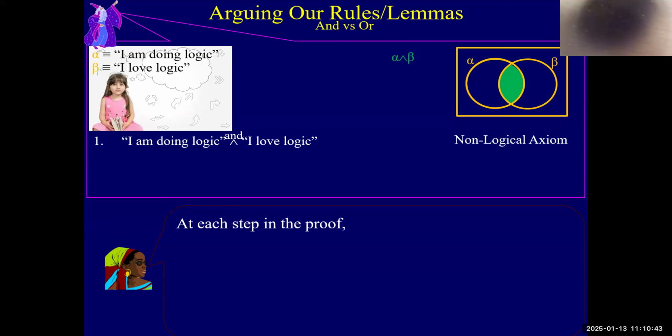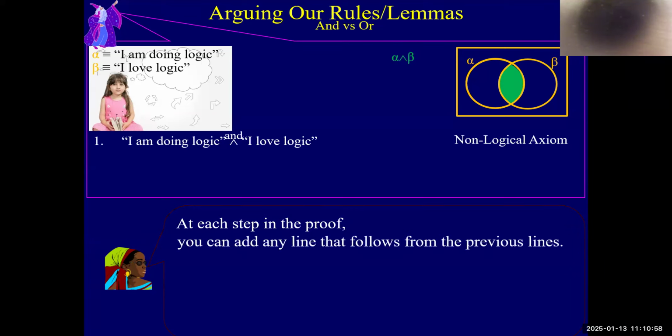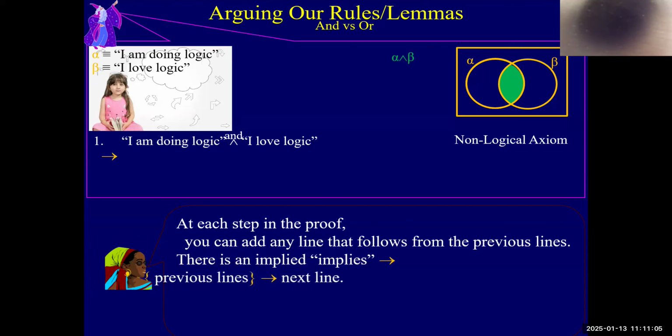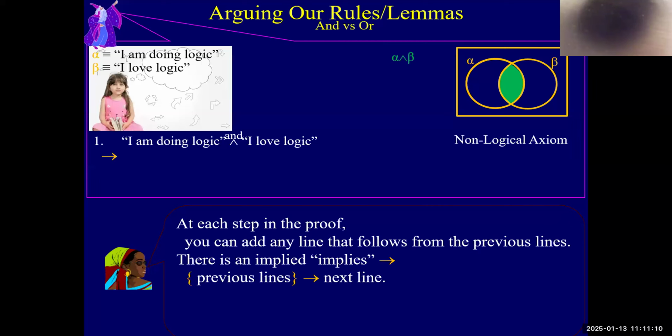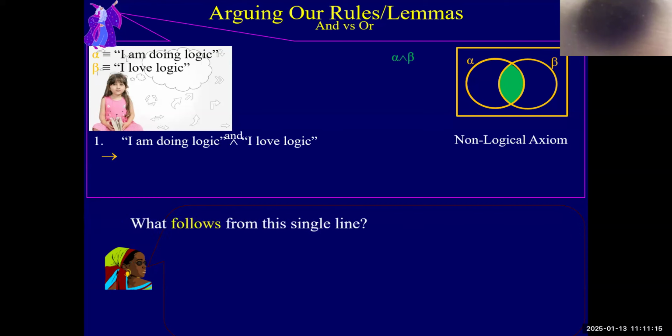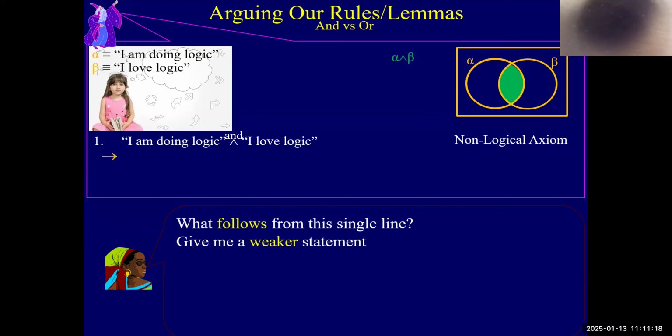So in each step of the proof, now you might think what we're doing here is easy, so you're going to tune out. But I'm always trying to teach you something. I'm teaching you how to do proofs, and I'm teaching you what to do in each line of the proof. You add a line that follows from the previous things, using the purple table. And what follows, right? It kind of implies. From these lines up here, what can I easily deduce? What follows from this single line?